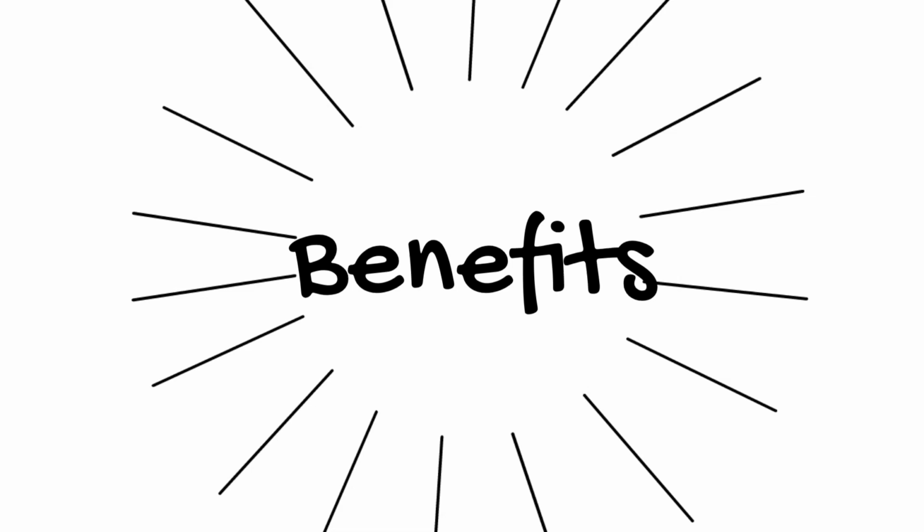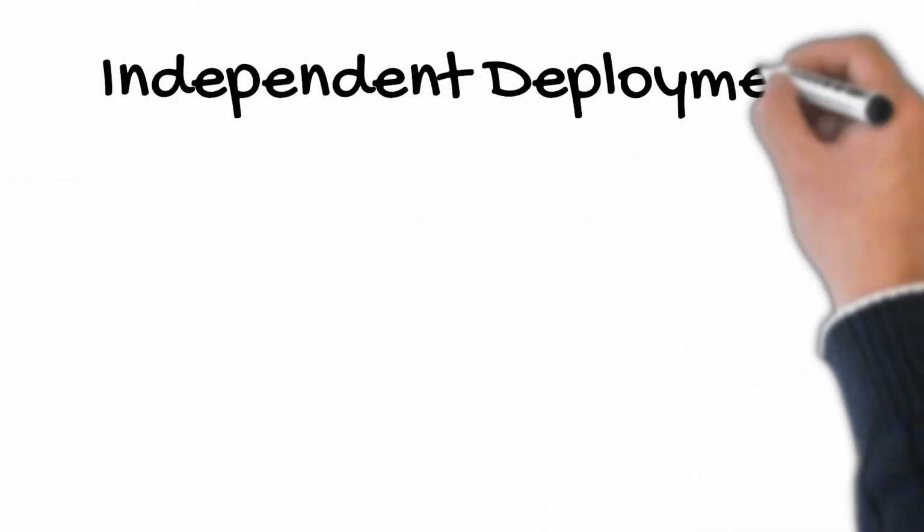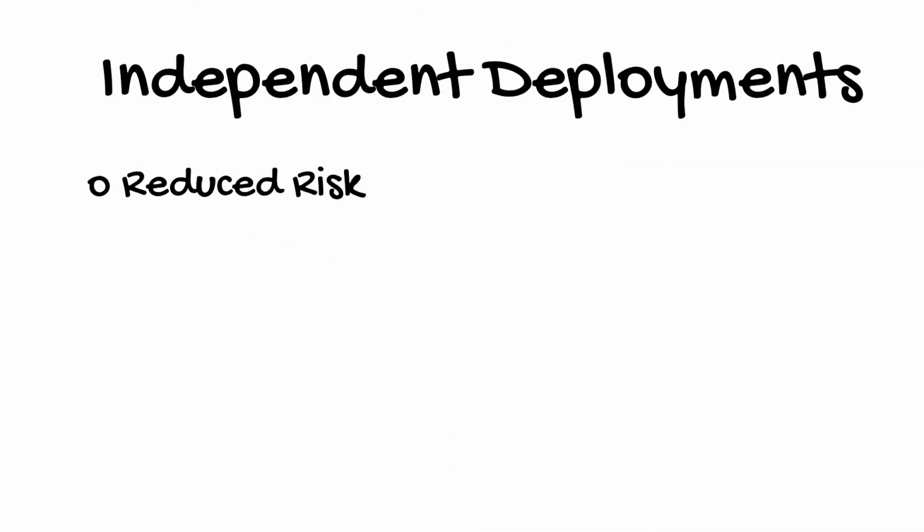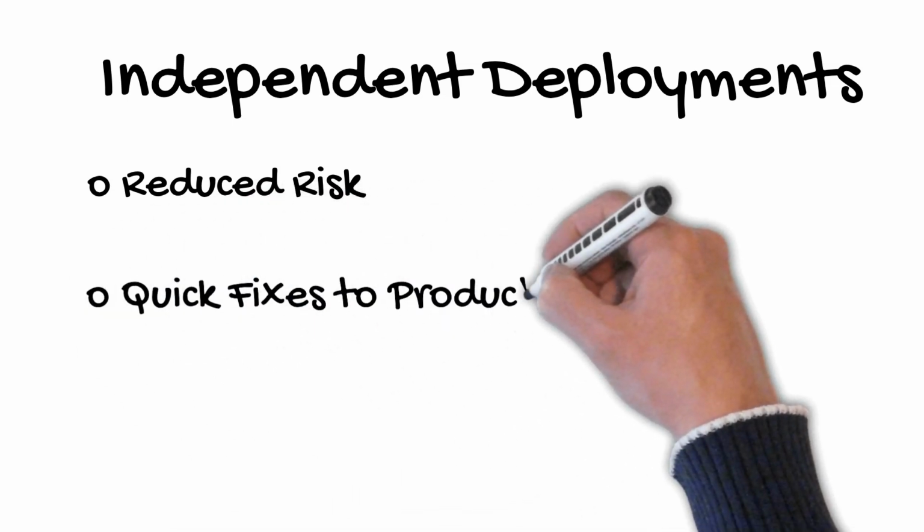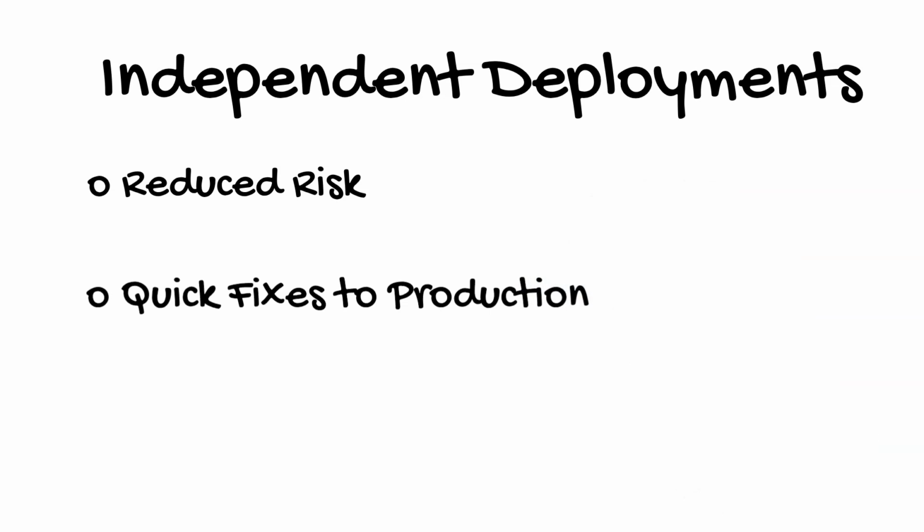So here are some of the benefits. Independent deployments means that there is an inherited reduced risk, since you are only deploying what you need instead of the entire application. And you know the rule: if it's not broken, do not try to fix it. You can also deploy fixes to production quicker by avoiding dependencies on other parts of the code.